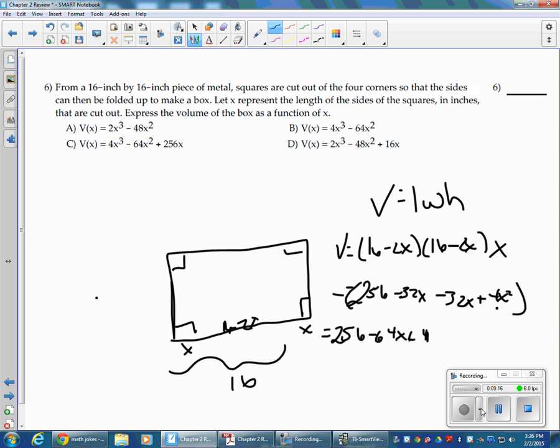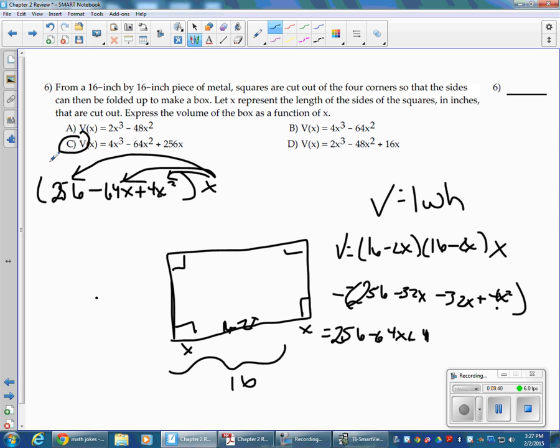Oh, I'm off the screen again. Let me write it up here. 256 minus 64x plus 4x squared, and all of that is times x. So if you multiply x times all of these, they're going to start with the largest exponent. So that'd be 4x cubed minus 64x squared plus 256x, which the answer is C. You can set it up. It's just the foiling then to get your final answer.